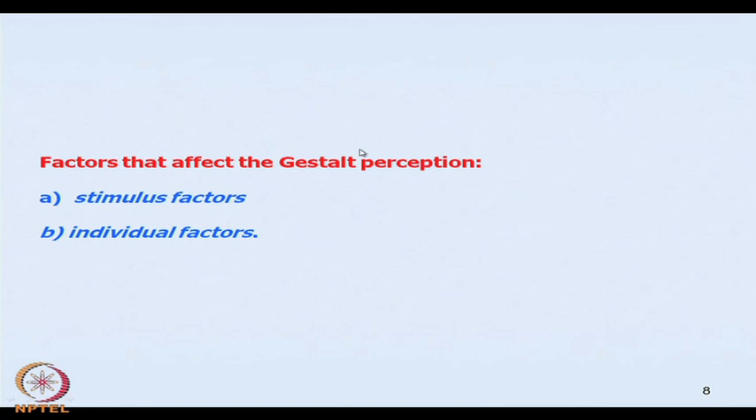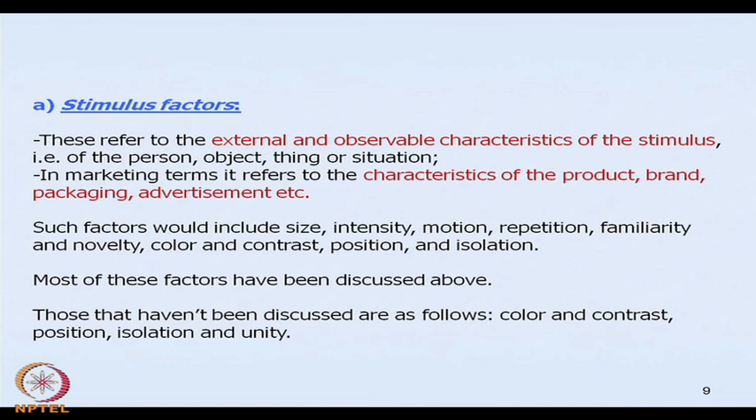You may find a little bit of repetition of what we spoke yesterday in terms of selectivity, because the same characteristics which affect selectivity will also have an impact on perceptual organization. So the stimulus factors refer to the characteristics of the stimulus which are observable or more explicit. Now, these stimuli, as we have discussed, could be a person, object, or a situation. In marketing terms, it will be a product, a brand, the price, the store, the ambience, the advertisement, the packaging, and so forth.